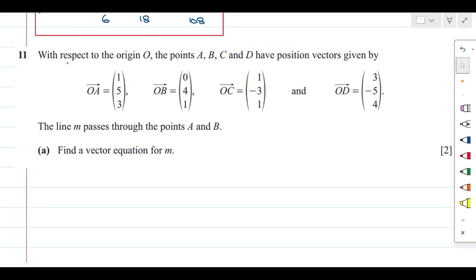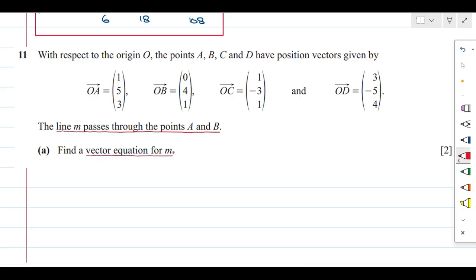Question number 11. With respect to the origin O, the points A, B, C, and D have position vectors given by OA, OB, OC, and OD. The line M passes through the points A and B. So there is a line M which passes through the points A and B. Part A, find the vector equation of line M.